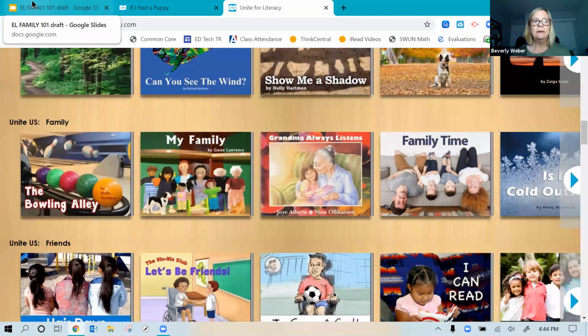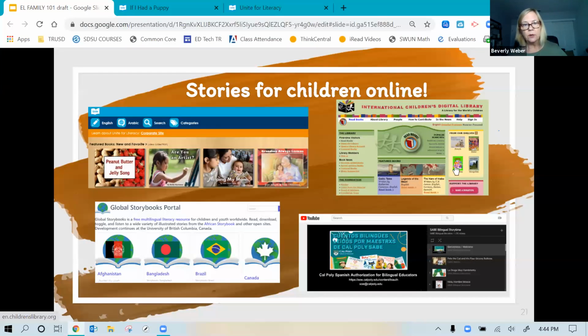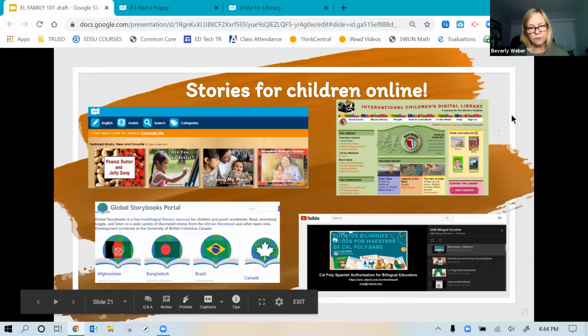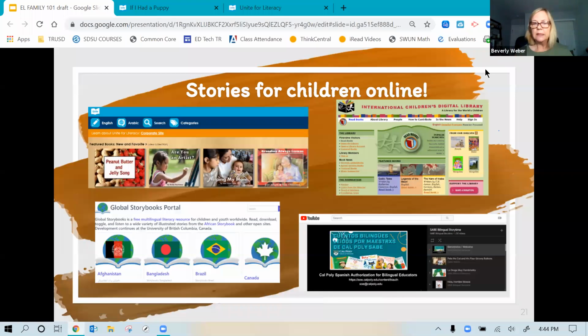In addition to Unite for Literacy, we also have a site called International Children's Digital Library. This site also has books in many, many languages. The same goes for the one on the bottom called Global Storybooks Portal. And the last one is called Sabe. These are books read to your child and you in Spanish by teachers. These are all available for free online.